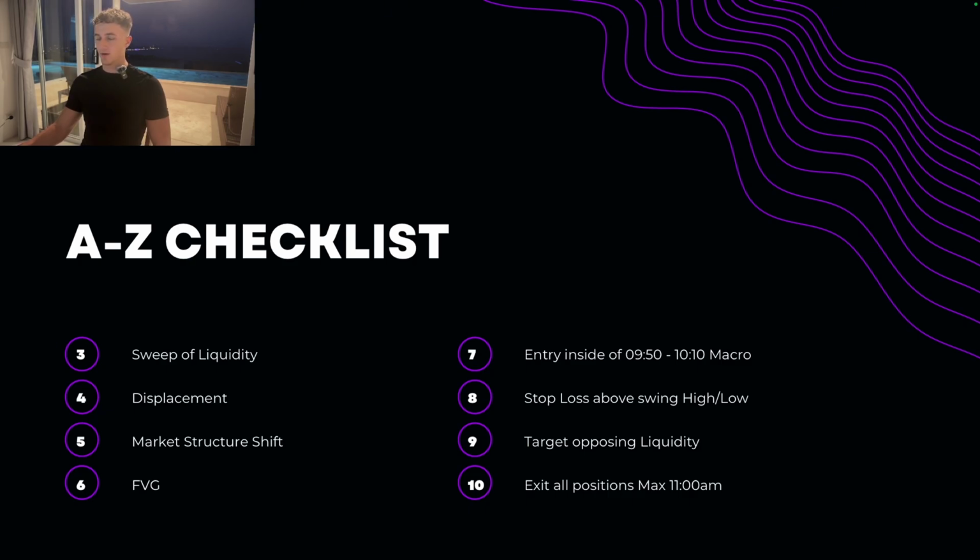Number 7. Target the opposing liquidity. So if we have swept buy side, we've displaced, market structure shift, etc., you go short, you want to target sell side liquidity. That's the opposing liquidity, right? Very, very self-explanatory. And the final step here is you want to exit all your positions before 11 a.m. New York time, ideally. So if your trade still hasn't hit take profit by 11 a.m., just exit that trade. You no longer should be in any positions after that time.